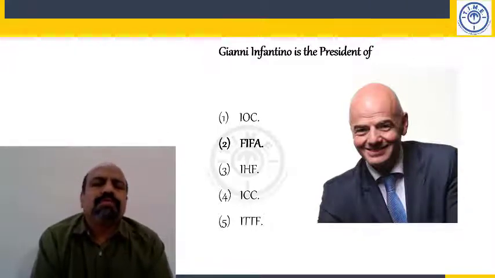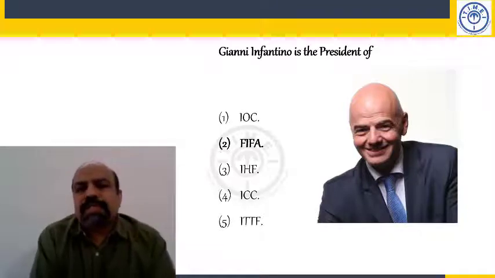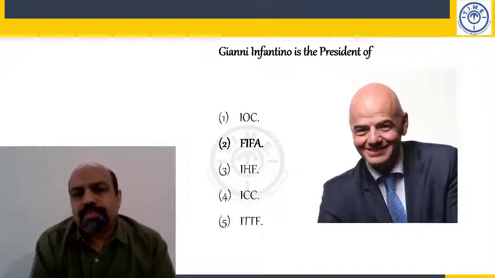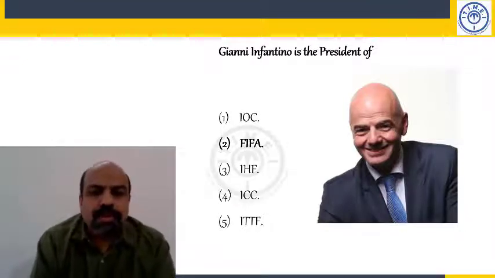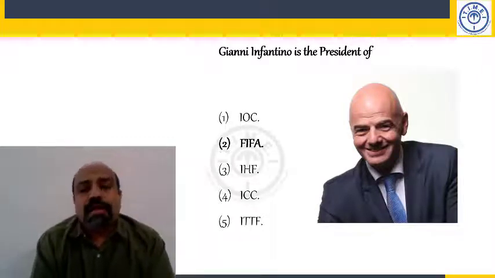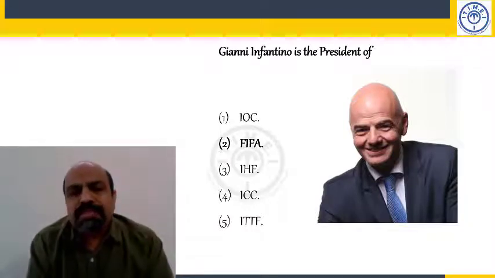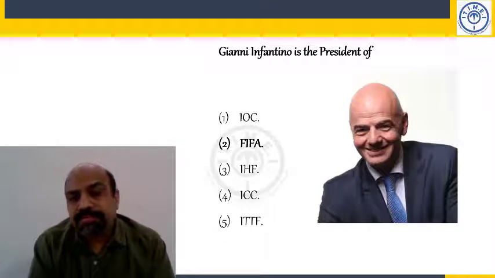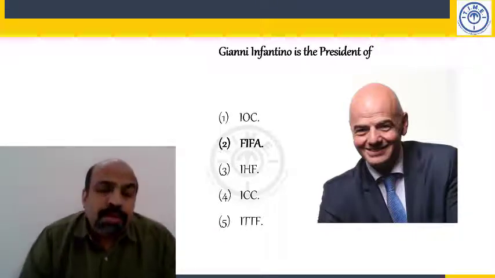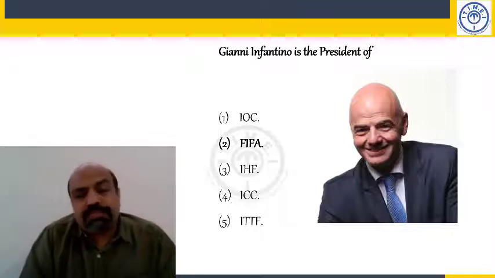Next, look at choice 1, IOC. IOC is International Olympic Committee. When was this established? I remember it, 1894, two years before the first modern Olympics. The first modern Olympics happened in 1896. So, established 1894.